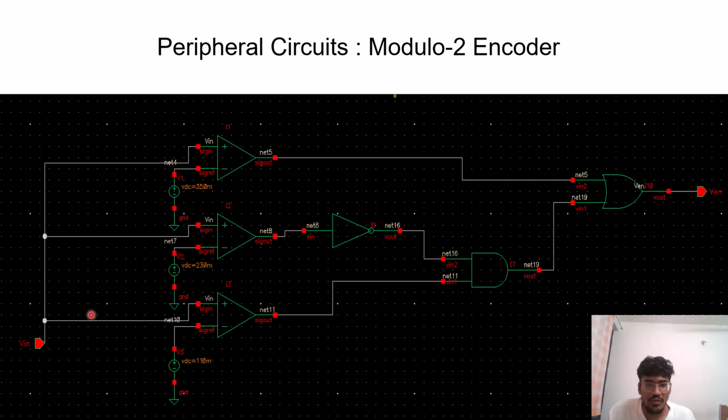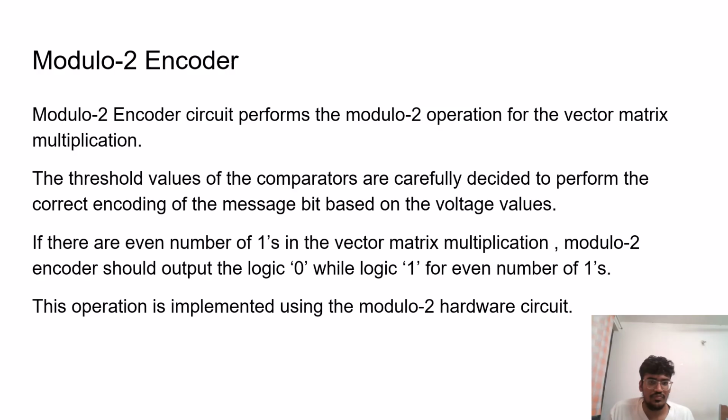The output of the transimpedance amplifier is given as the input to the three comparators, as shown. From our observations and based on the principle of the modulo 2 encoder, we have fixed these threshold values, which are the references of the comparators. Based on the reference values and the input values, the comparator output will be high or low. And here the final message bit will be the encoded message bit that we obtained finally. This is the same as what I explained in the diagram, as we represent in the text here.